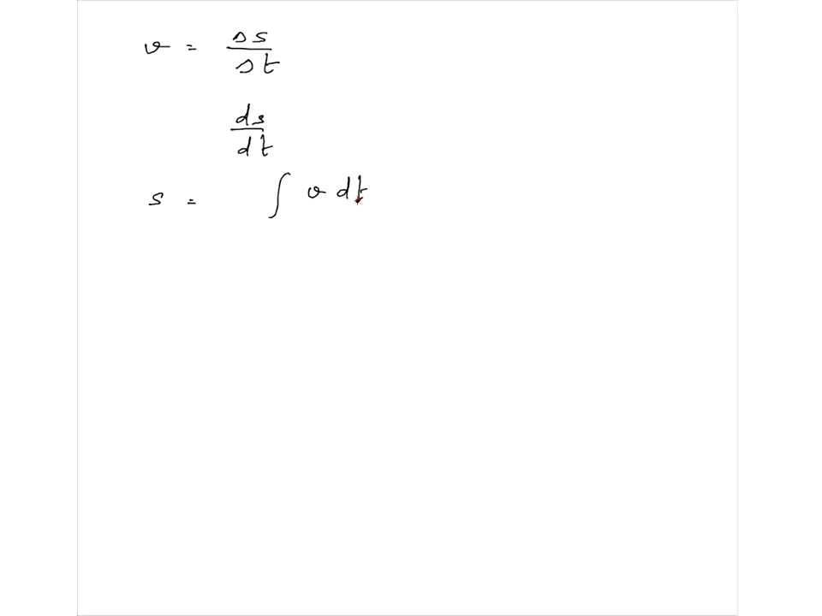So just like we say v is dx by dt, well, there can be other things. For example, a, acceleration can be dv by dt. So if acceleration is dv by dt, then what will be v? Integral of a dt. So whenever you see differentiation, you have integration.